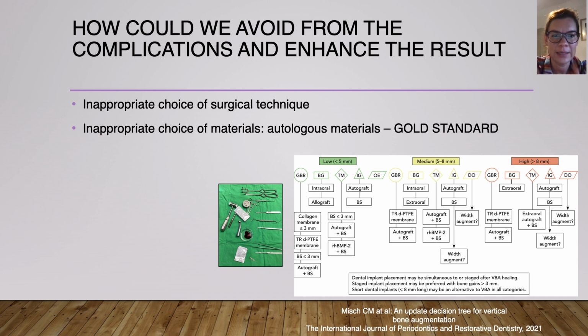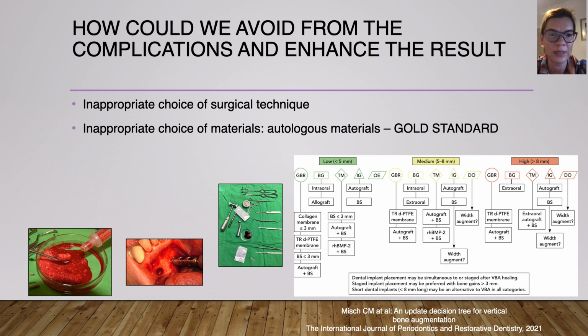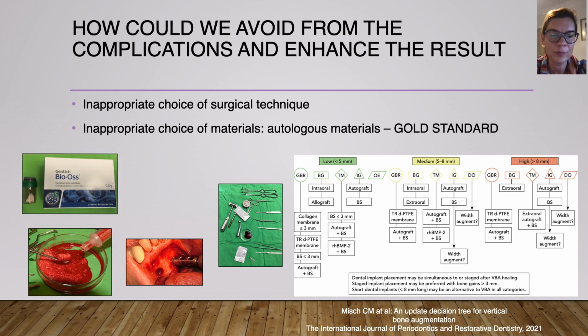As you could see on that table, according to Misch and the co-workers, it is worth measuring the dimension of the defect that we want to replace or rebuild as a new bone, and that's how we could choose our materials. But as you could see, in every case they recommend to use some types of autogenous materials because they are the gold standard and they have the cells and they have the growth factors inside. So that's how we could provide an osteogenesis which will enhance the healing period and the result.